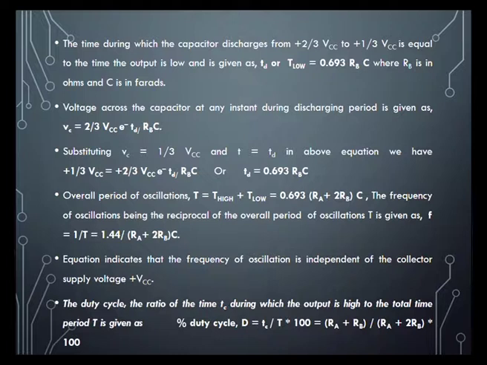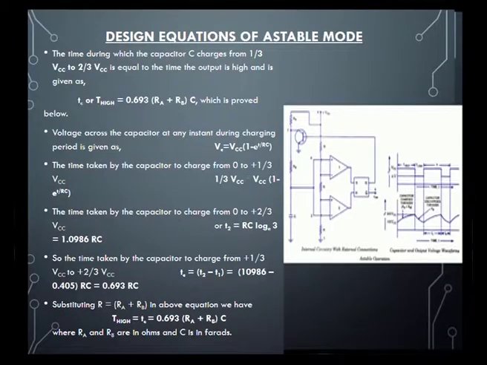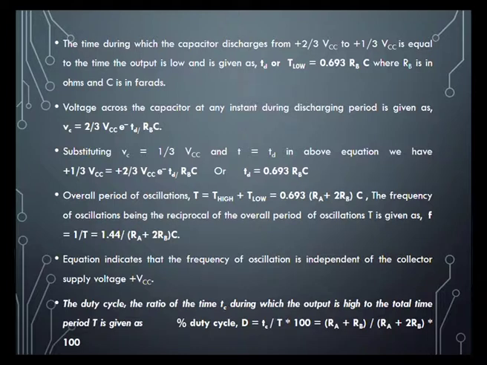So, now we have found the low period and also the high period from the previous slide. From these two we can get the overall period. The overall period of oscillation will be T is equal to T high plus T low, that is equal to 0.693 (Ra plus 2 Rb) C. So, this will be the period of oscillation.